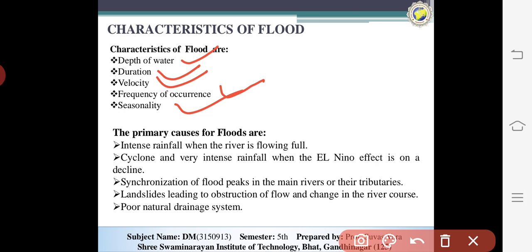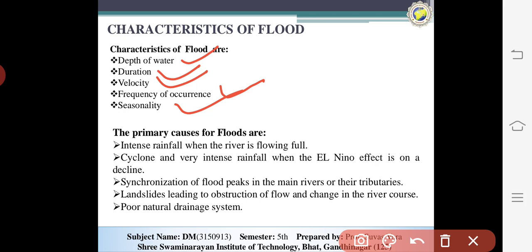So this is called the velocity. Then after that, the frequency of occurrence. Frequency of occurrence is measured over a period of time to determine the type of constructions and agricultural activities of the floodplain. And the last one is seasonality. It means that flooding during the growing season destroys the crops, while cold weather floods seriously affect the community. So these are the characteristics of floods.